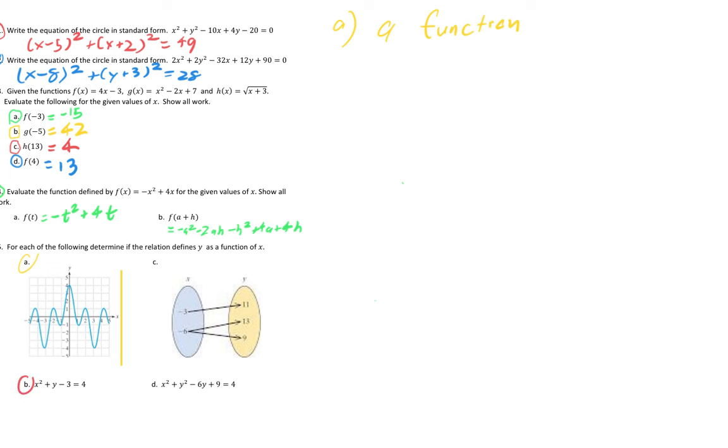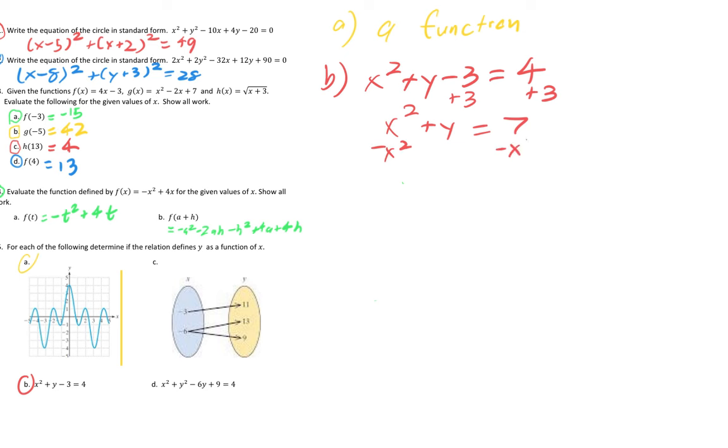Okay, now I want to look at b here. So b says x squared plus y minus 3 is equal to 4. To find if it's a function or not, we need to have an equation with y is equal to everything else, right? So we're going to start by adding 3 on both sides. So x squared plus y is equal to 7. Now we're going to subtract x squared. So now we have y is equal to negative x squared plus 7, right?